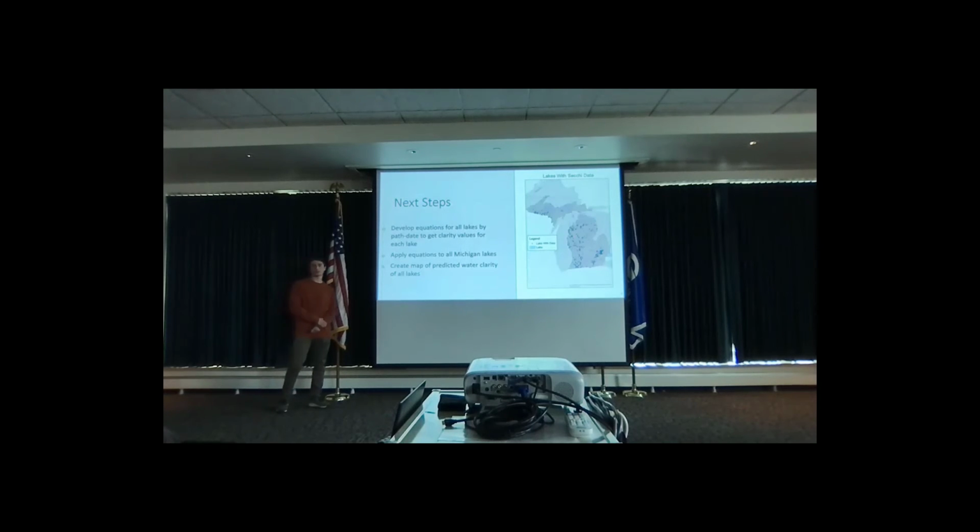So I'll continue this research over the fall semester for my honors college senior project. And the next steps that I still need to do are to develop equations for all those different path date groups, so I can create a predicted value for all the lakes with data, and then apply that to all the lakes without data too, and then create one final map where I have predicted value measurements for all lakes across Michigan.